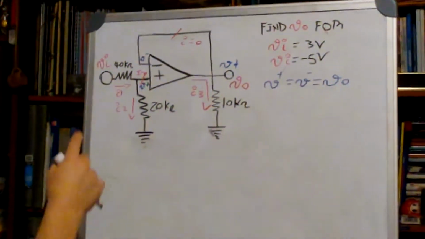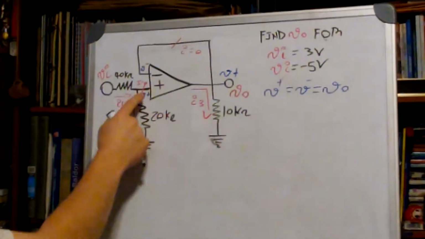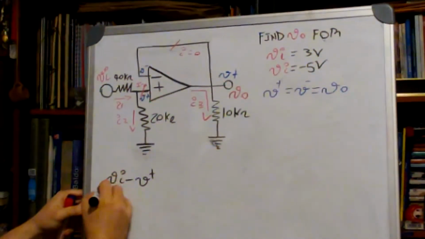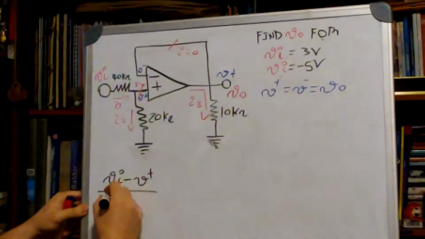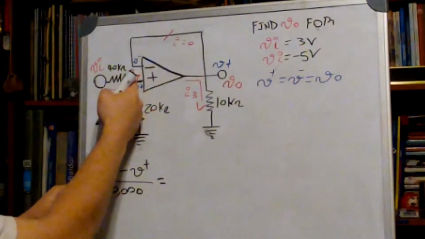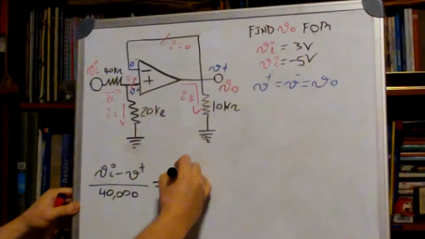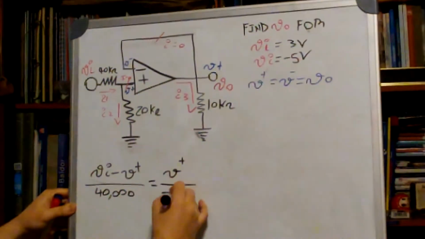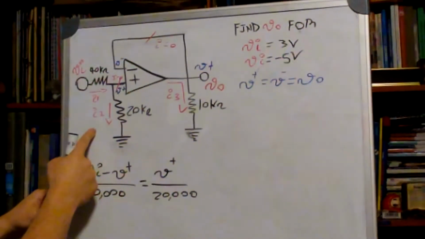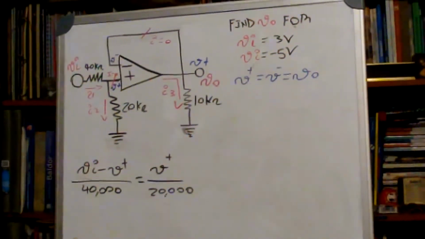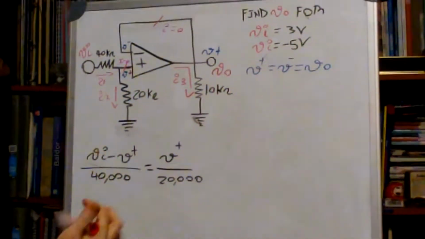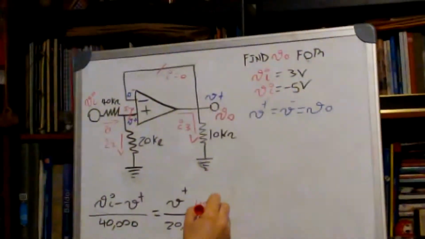Now let's define Vi minus V plus over 40K is equal to V plus minus ground, which is just V plus, over 20K. Because remember that we said that I1 is equal to I2. So I1 is equal to I2. Let's multiply by 40K on both sides.